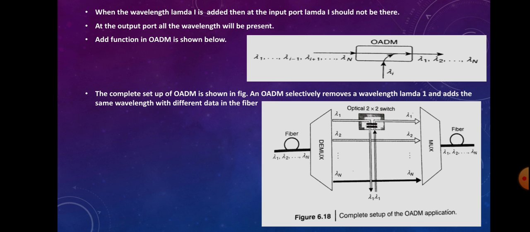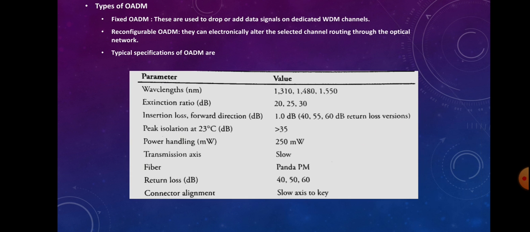Next you can see the different types of OADM. Basically there are fixed OADMs and reconfigurable OADMs. Fixed OADMs are used to drop or add data signals on dedicated WDM channels, and reconfigurable OADMs can be electronically reconfigured to alter the selected channel routing through the optical network.